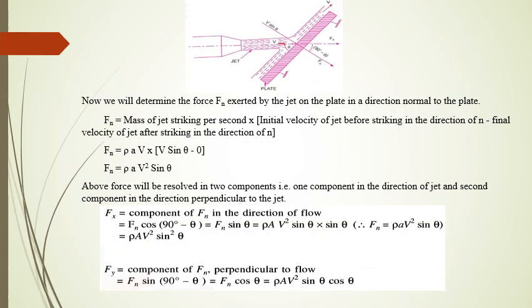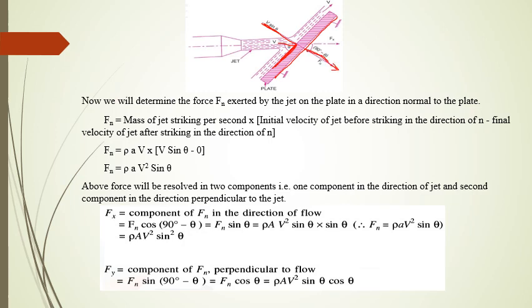This theta is the angle between the plate and jet. If we see, this is 90 degrees. So we resolve the components of our velocity. This side the velocity component is v cos theta and here the velocity component is v sin theta. Here Fn is the force exerted by the jet in the direction normal to the plate. Here the plate is inclined and Fn is normal to the plate.